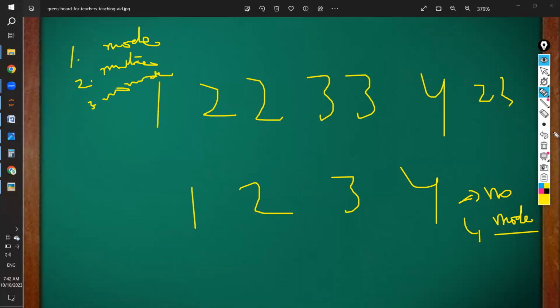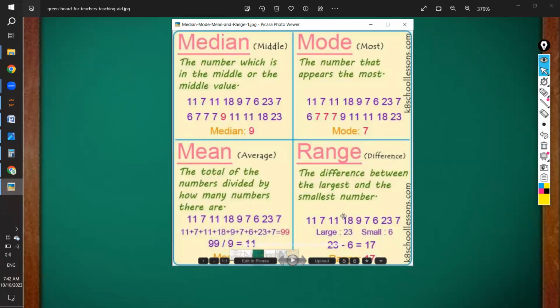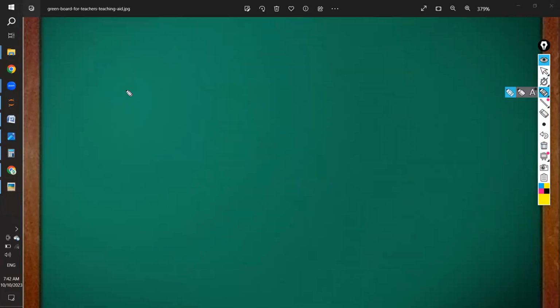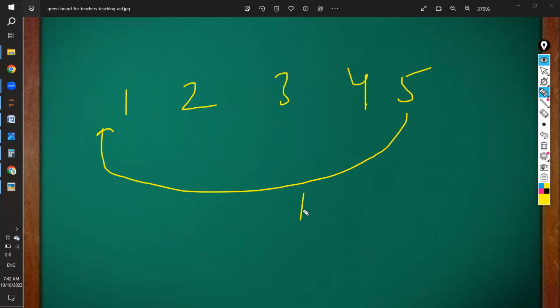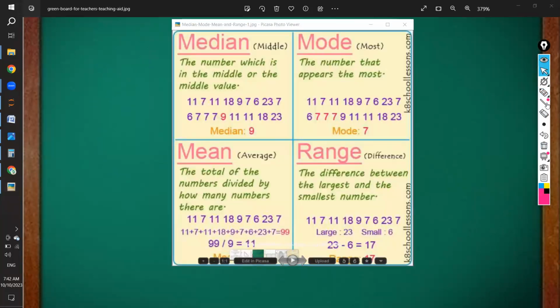Clear? Regarding the modes. Coming to range, it is just maximum number minus minimum number. So for 1 2 3 4 5, the range is 5 minus 1. That is a range. So this is the basics. I'll revise because these are very, very important.